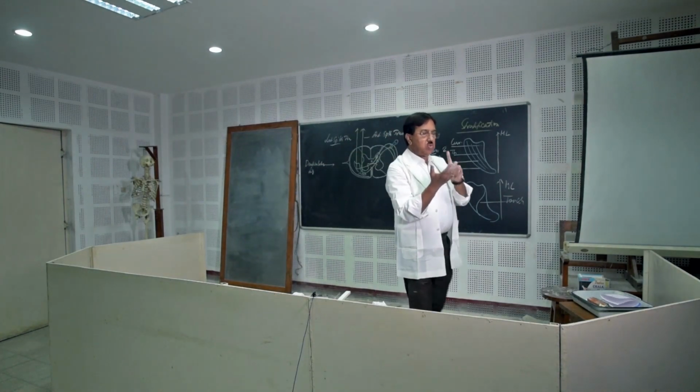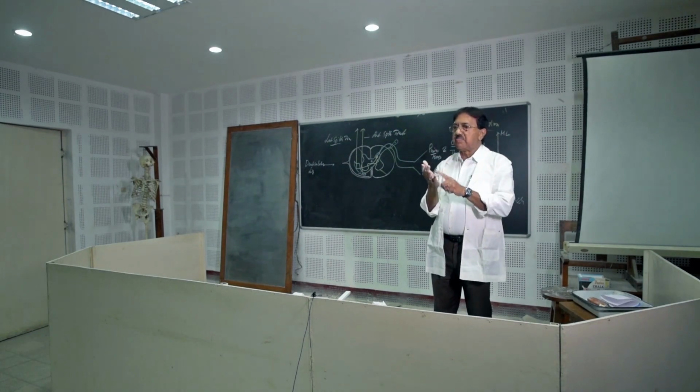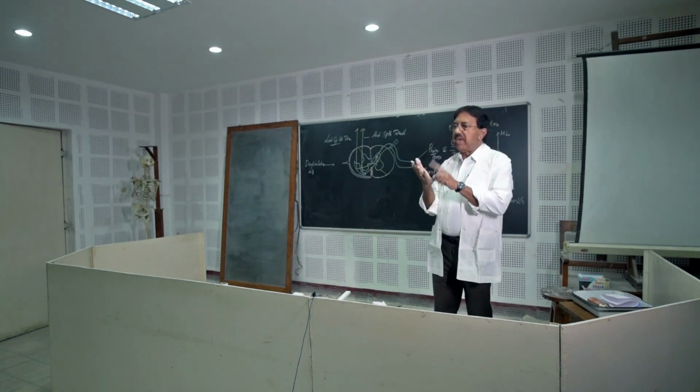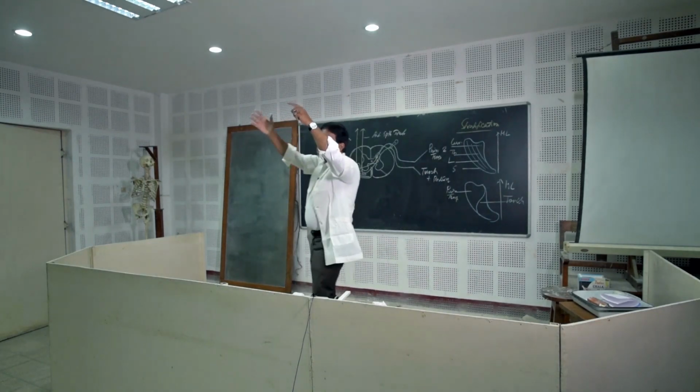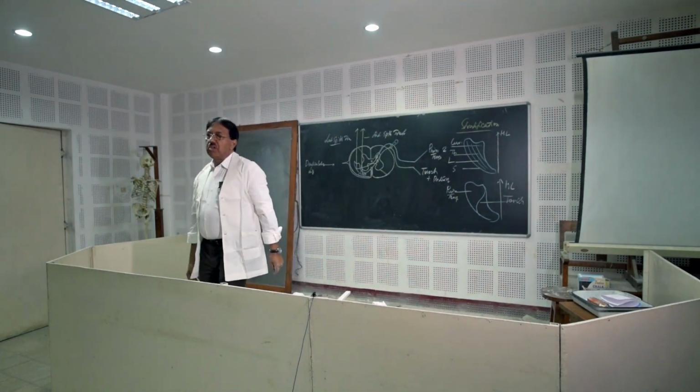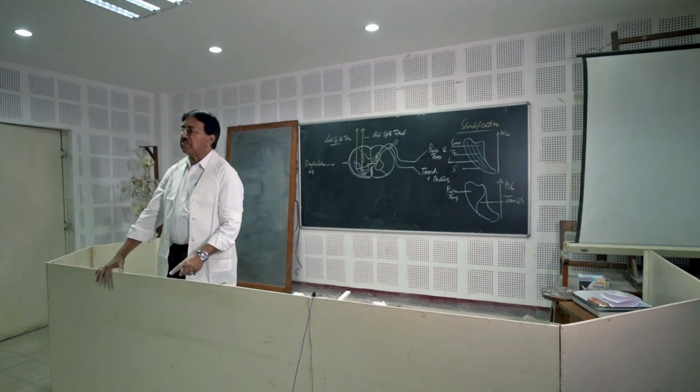So now, through the medial lemniscus, touch and pressure fibers, and through the spinal lemniscus, pain and temperature fibers, will finally, above the brain stem, relay into the nucleus, that is the ventro-posterolateral nucleus of the thalamus.